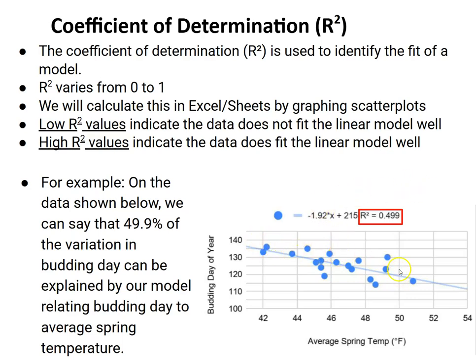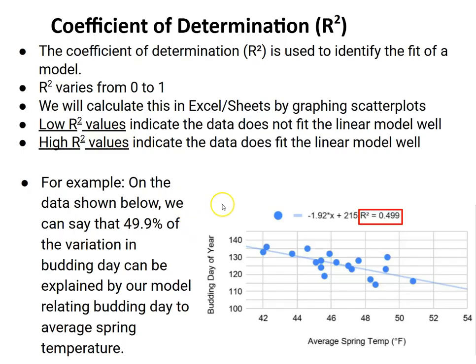Do these points fall close to the line? The higher the R squared value, the better. R squared varies from 0 to 1, and again, it's always going to be positive. If R squared was equal to 1, then every point would be on the line. So again, we want the number to be closer to 1, not closer to 0. The higher the R squared value, the better. Outliers will bring down this R squared value.